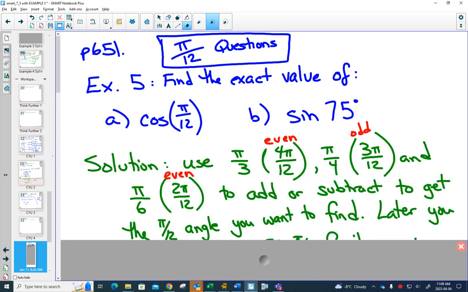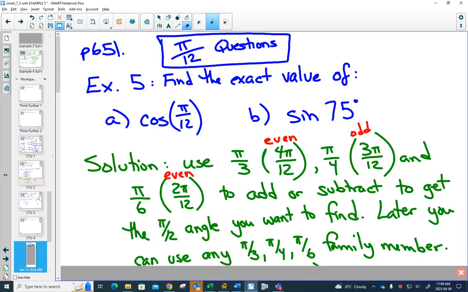So here's the strategy. The strategy is to use the family members that you know, pi over 3, pi over 4, and pi over 6. And what I've done in brackets there is I've written them with a new denominator of pi over 12. And then add or subtract them to get whichever pi over 12 you're looking for.